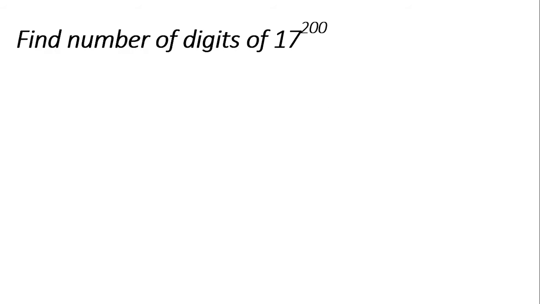Today I am here with this new problem: we have to find the number of digits of 17 to the power 200. If I tell you that we can find the number of digits of 17 to the power 200, such a large number, even within 1 minute, I think you will be surprised. But yes, we can find it within 1 minute. So how can we find it?